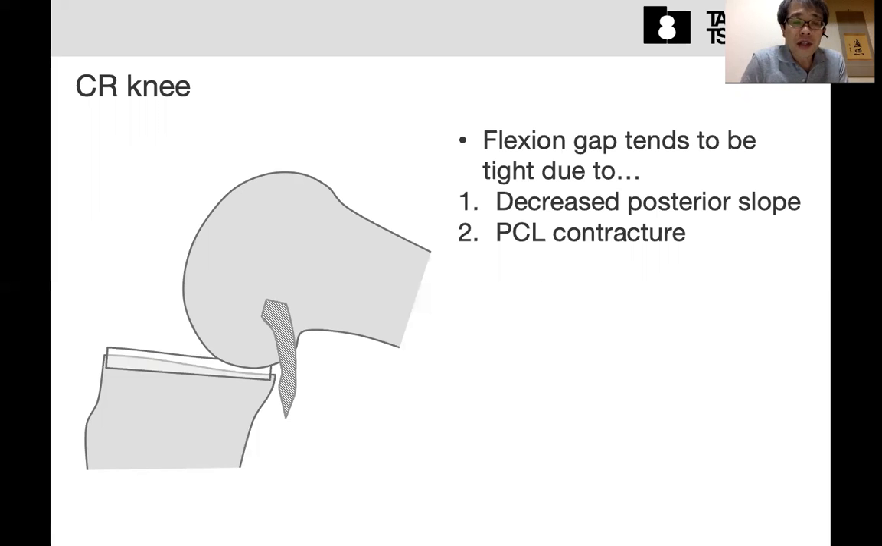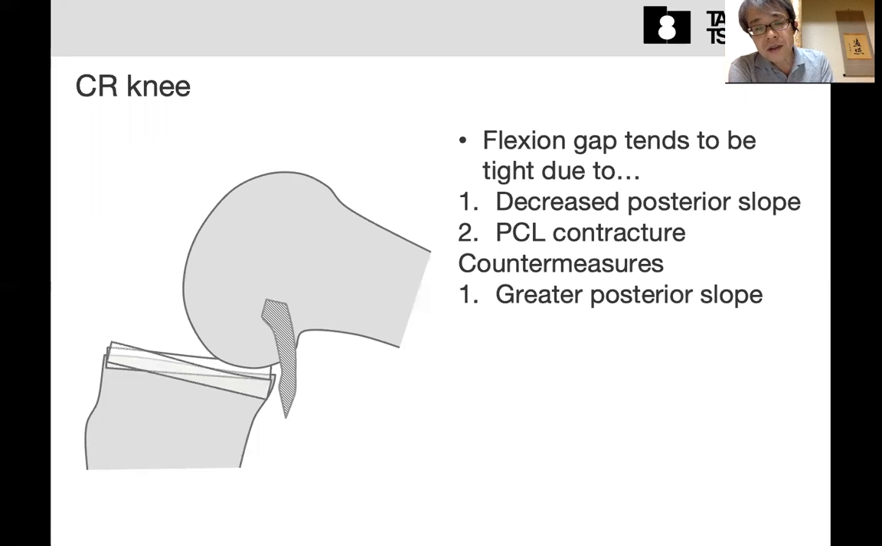But in contrast, in the later OA, the PCL can be shrunk and tight due to contracture. So it is another reason for the tight flexion gap. So how to resolve this? One is to make a greater posterior slope. In the kinematic alignment knee, the posterior slope will follow the original posterior slope.